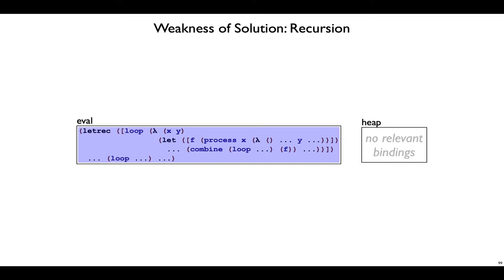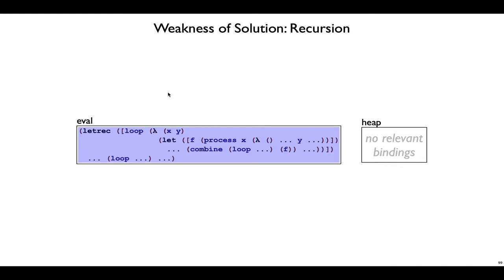We will walk through a zero CFA analysis of this program, meaning that the variables in the program and the addresses in the heap are in one-to-one correspondence. Although zero CFA, a context-insensitive analysis, is among the least precise of control flow analyses, the weakness we observe is present in context-sensitive control flow analyses as well.